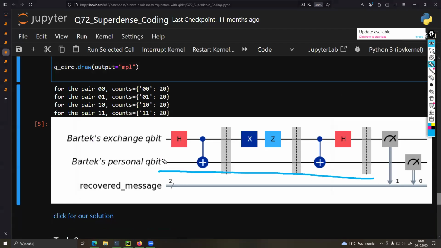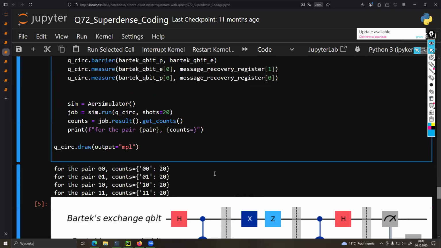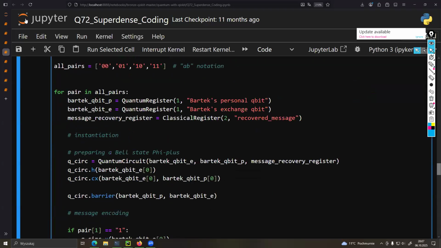So that is the circuit we can apply to actually decode 2 bits of information, two classical bits, encoded in a single qubit, right? Okay, so that's superdense coding.